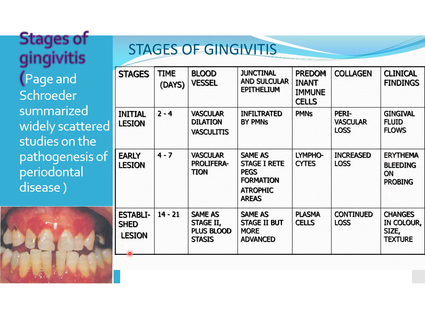Coming to the established lesion, that is chronic gingivitis, the third stage, which occurs in 14 to 21 days. Same as stage 2, there will be vascular proliferation, which leads to venous stasis, that is blood stasis. The junctional and sulcular epithelium will be the same, with rete peg and atrophic formation at a more advanced stage, and the predominant cells will be plasma cells, with continued loss of collagen. The clinical findings will be changes in everything: size, color, texture, consistency.